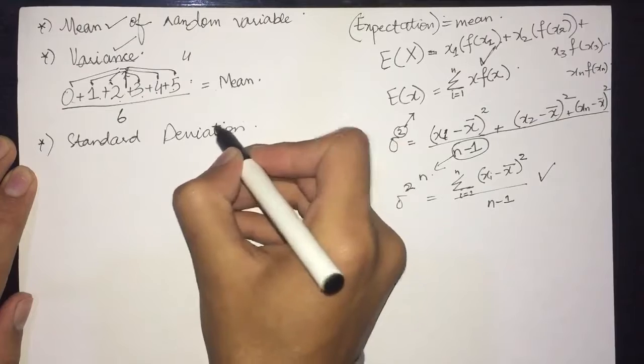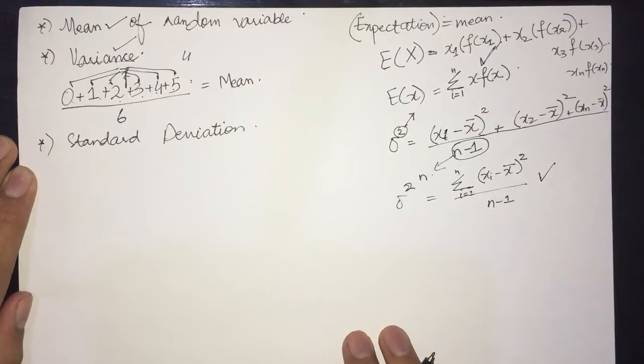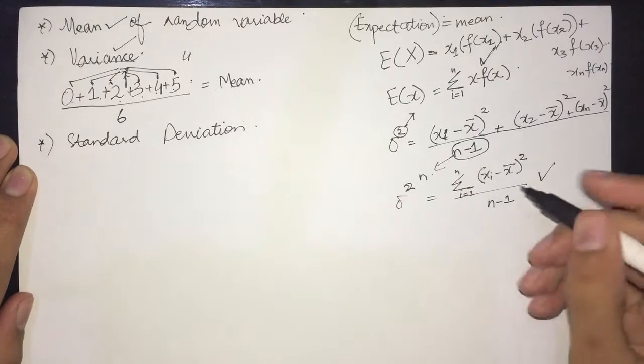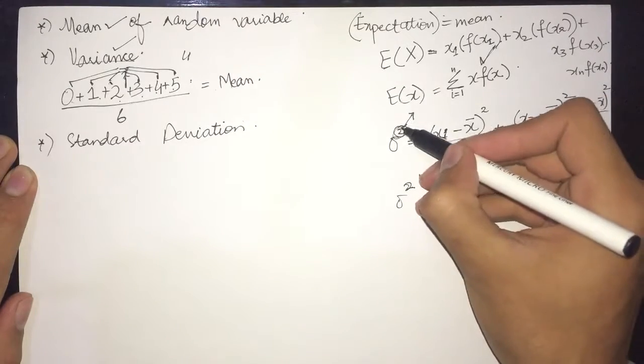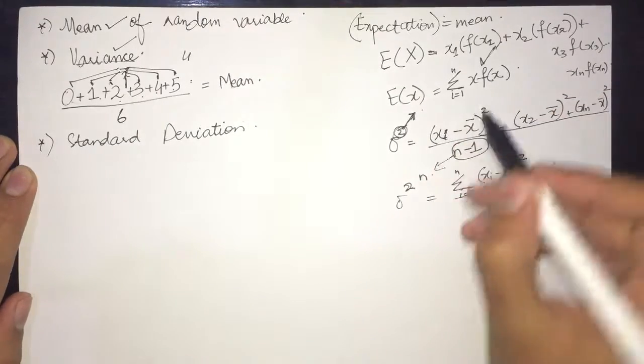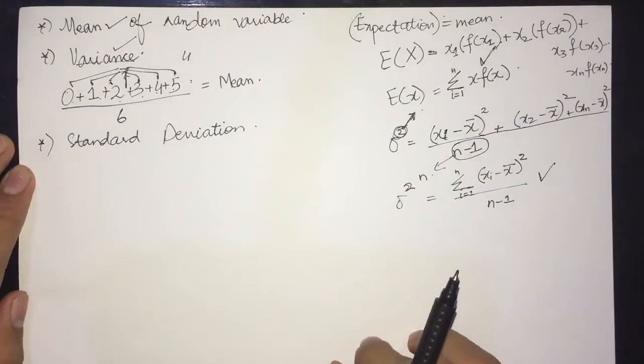Standard deviation. So this I stated. Okay, so now let's come to the question: why do we use square with our variance?